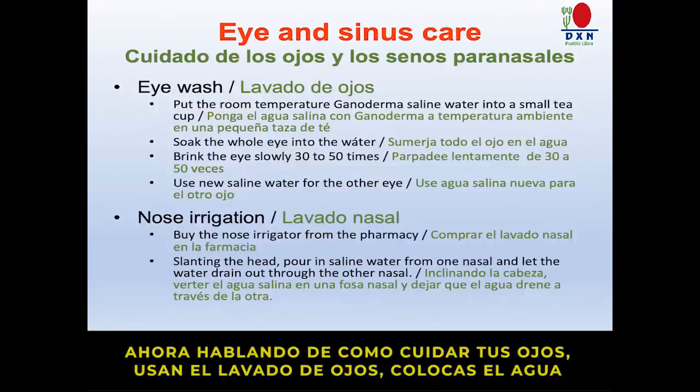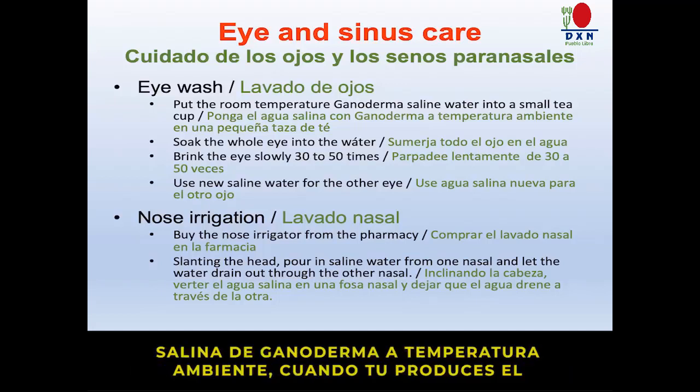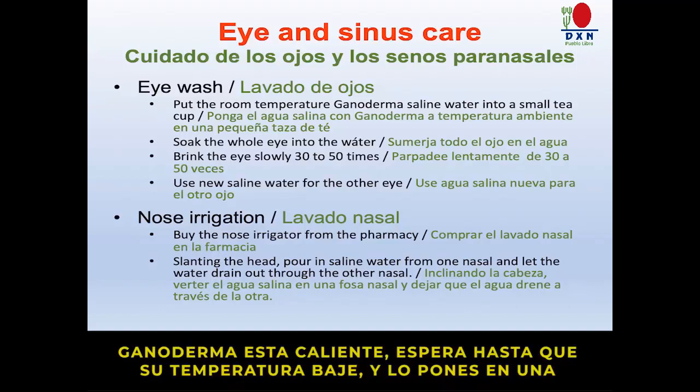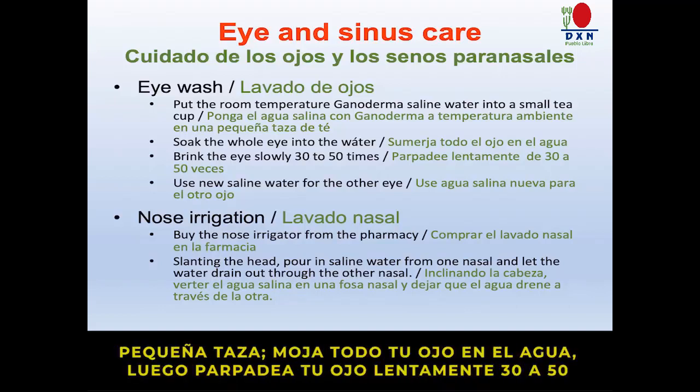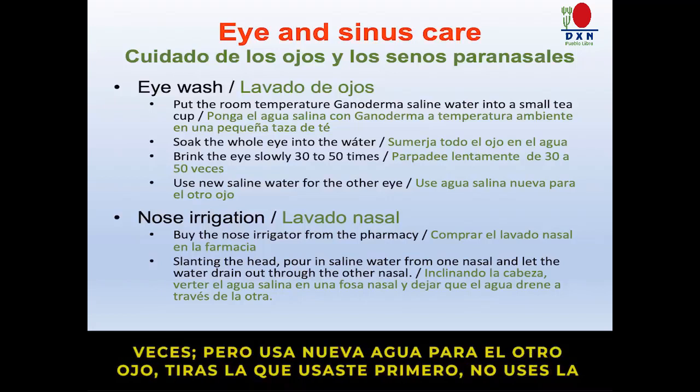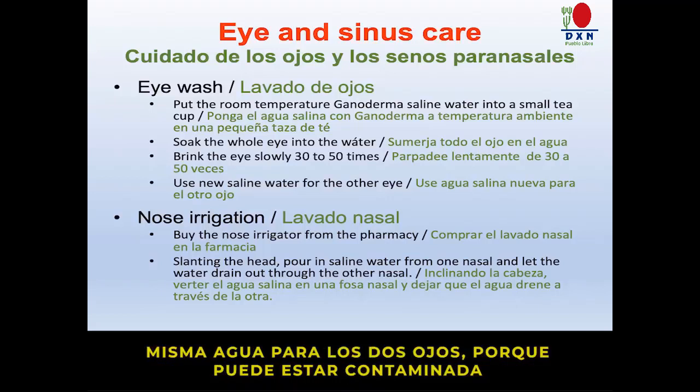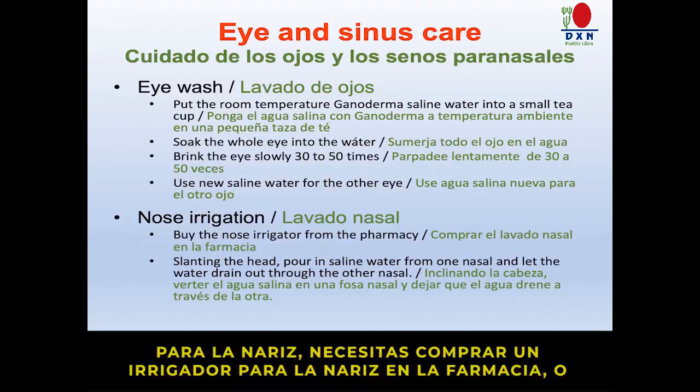Now we're talking about how to take care of your eyes using this eye wash. You put room temperature Ganoderma saline water into a small teacup. When you produce the Ganoderma, it's hot, so wait until the temperature comes down. Then you soak the whole eye in the water, and blink the eye slowly 30 to 50 times. When you use it for the other eye, use a new one and throw away the saline water. Don't share the same water for both eyes because it may cause contamination.